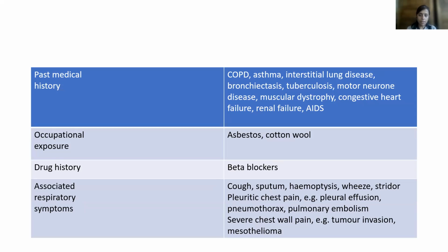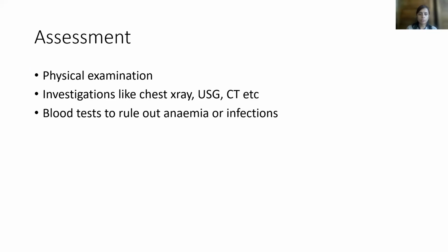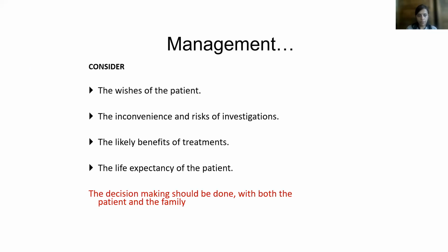Ask for past medical history, whether there was any history of asthma, COPD, any heart issue, renal issue, etc. Ask for occupational exposure, because it is not that uncommon. In our country it is uncommon, but when people get referred from outside, it is very important to ask for occupational exposure. Ask about medications like beta blockers. We know that beta blockers can cause breathlessness. And ask whether there is a cough, hemoptysis, wheeze, pain, all the associated symptoms. And do the physical examination and a blood test to rule out anemia or any infection.